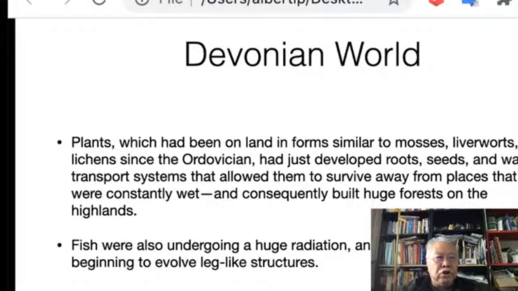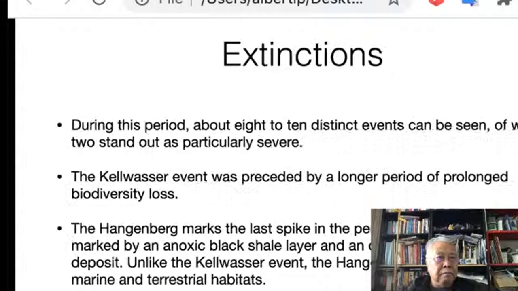At that time, plants which had been on land in forms similar to mosses, liverworts, or lichens had now started to develop roots and seeds. The water transport system changed, and then we probably will see some fish, and tadpoles beginning to appear. So that is the Devonian world. During this period, about 8 to 10 distinct events can be seen, of which 2 stand out as particularly severe. So these are the 2. We are not going to go into details of that.